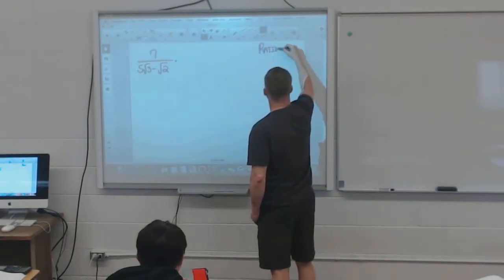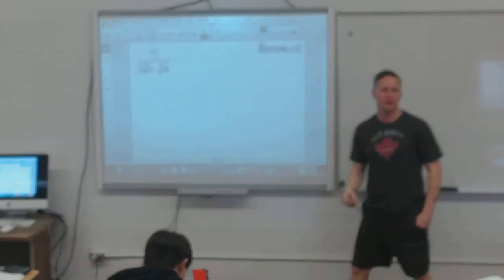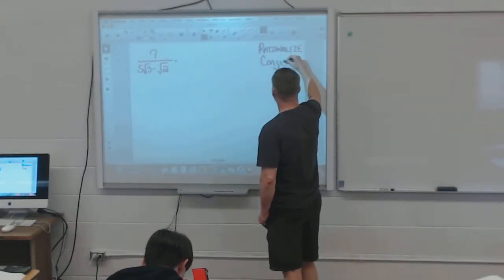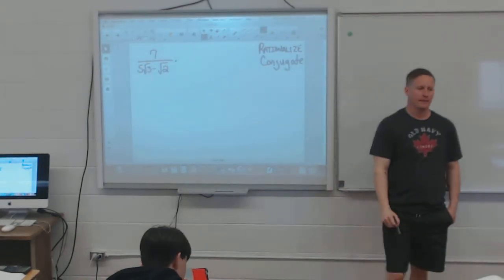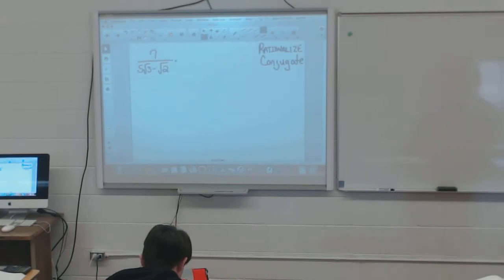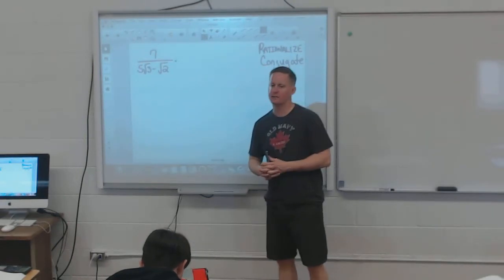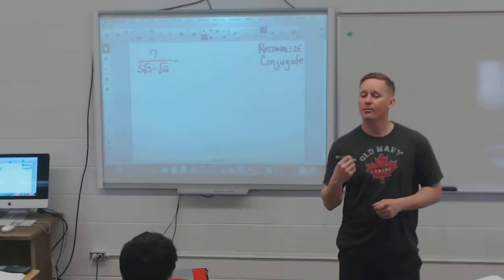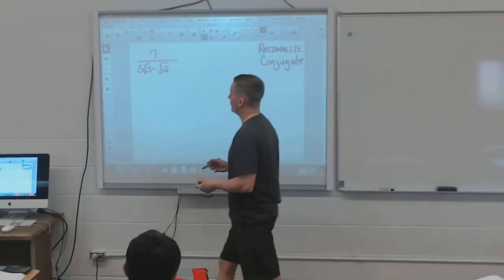I'm going to introduce a new word. Rationalize isn't new, we talked about it a bit last year. And the new word is the conjugate. Basically what that is, is the additive inverse of whatever's on the bottom. So instead of multiplying by 5 root 3 subtract root 2, I'm going to multiply by 5 root 3 plus root 2. Okay?